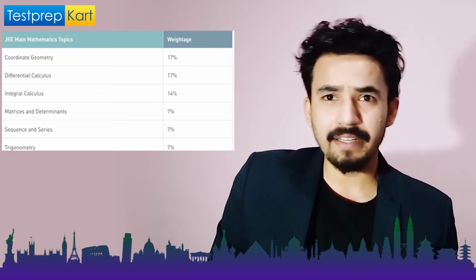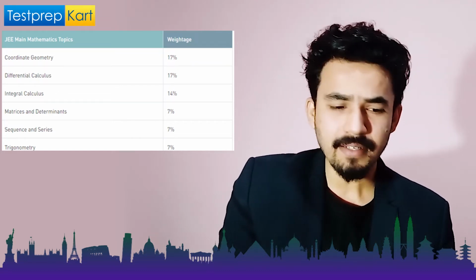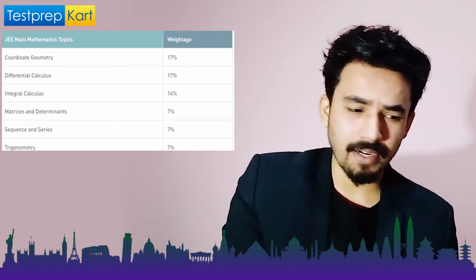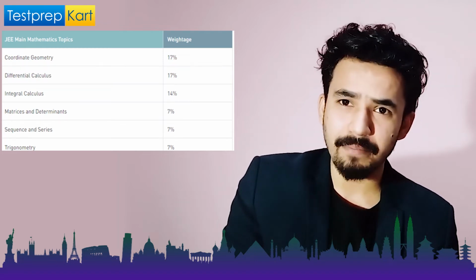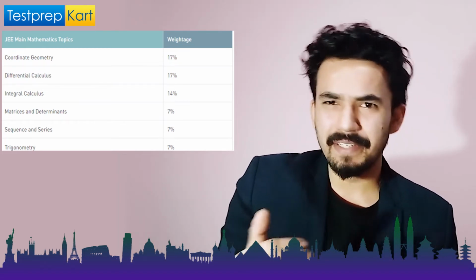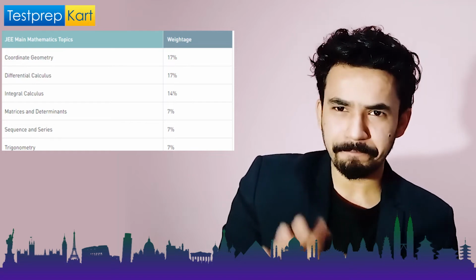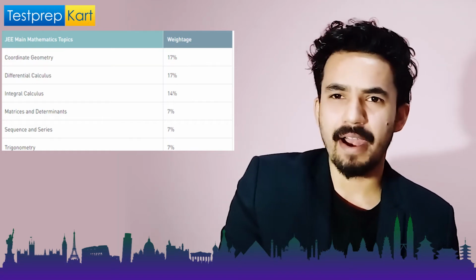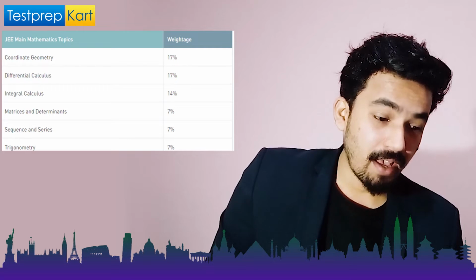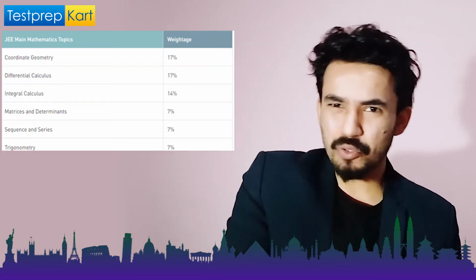Now, calculus is divided into two parts, right? That is differential calculus and integral calculus. If I talk about differential calculus, it covers 17%. And if I talk about integral calculus, it covers 14%, right? Again, 17 and 14, that sums up to 31%. Keep it as a second priority. I'll tell you later on, don't worry.